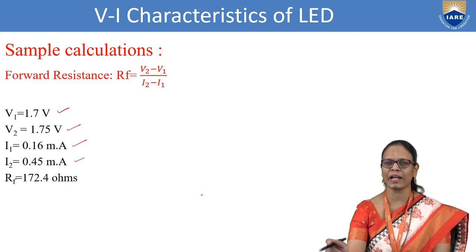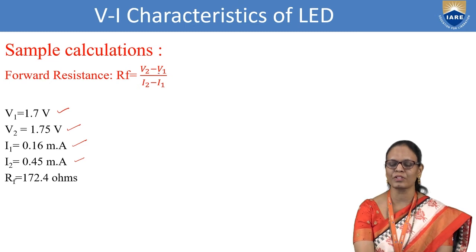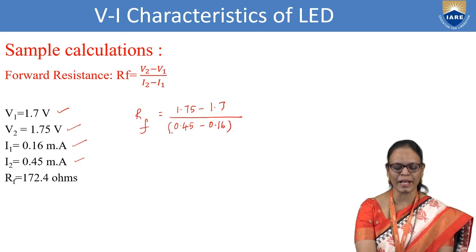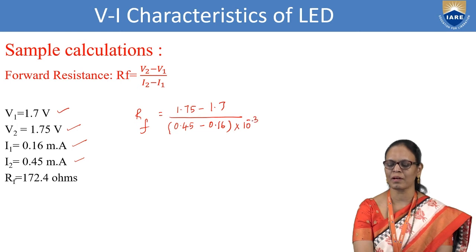So now how do we calculate? RF is equal to V2 minus V1 upon I2 minus I1. So RF is equal to 1.75 minus 1.7 upon I2 here is 0.45 minus 0.16. Since this is in milliampere, we'll convert it into ampere by writing 10 power minus 3.